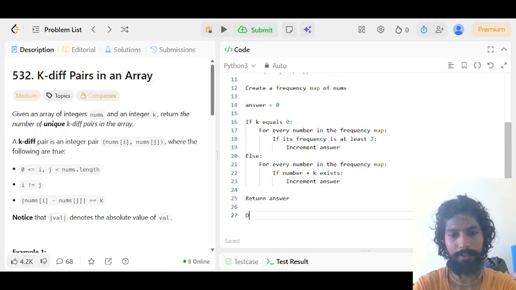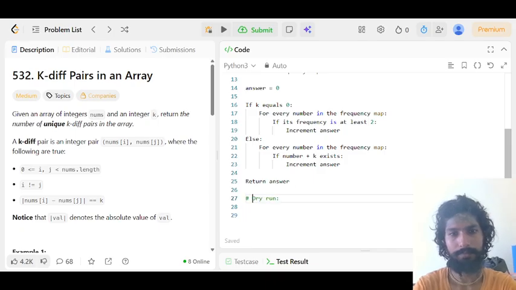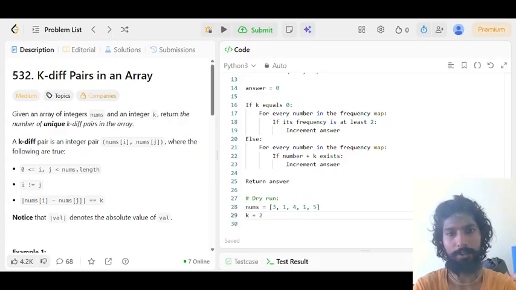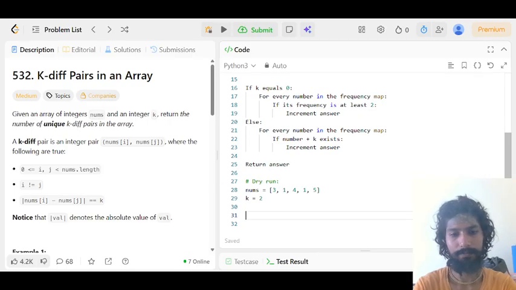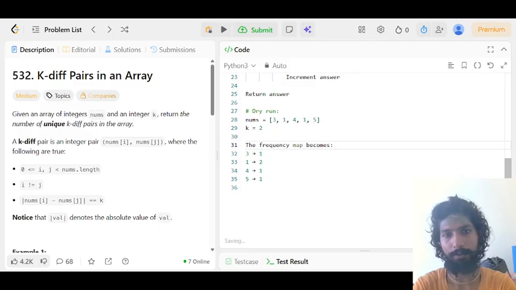Let us dry run this algorithm, for nums equals 3, 1, 4, 1, 5 and k equals 2. The frequency map becomes this. 3 will have 1, 1 will have 2, 4 will have 1 and 5 will have 1 frequency.